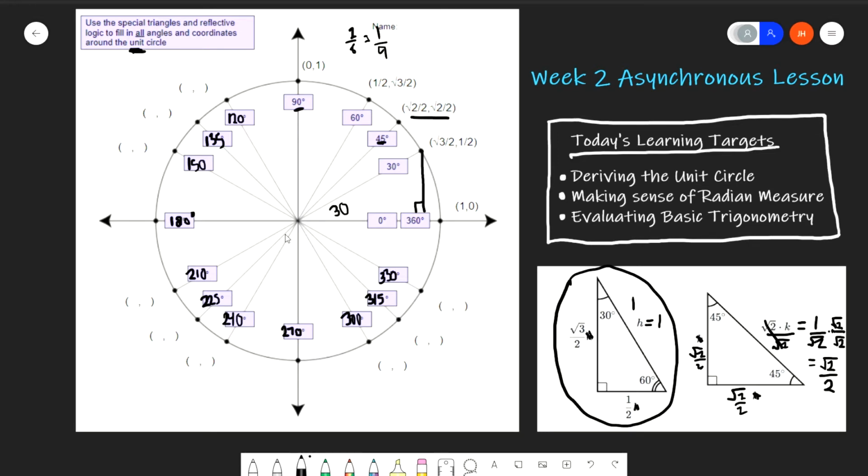Okay, guys? So let's try it out a little bit. First of all, it's really easy to do the ones that are on the axes, right? Because the unit circle has a radius of 1. I know that this coordinate here is -1, 0. And I know that this coordinate here is 0, -1. Okay, those are the easy guys.